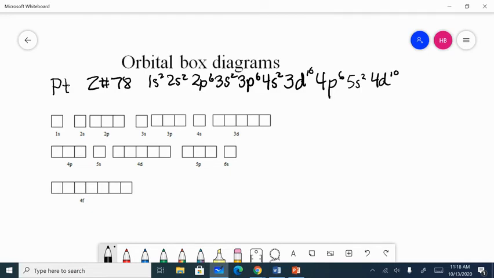4d10, 5p6, 6s2. Let's count now. 10, 20, 30, 38, 48, 54, 56. So I would be at barium right now, and next after 6s I go to 4f14. And then after 4f, I didn't draw enough boxes here, but after 4f, we're going to go back to 5d.